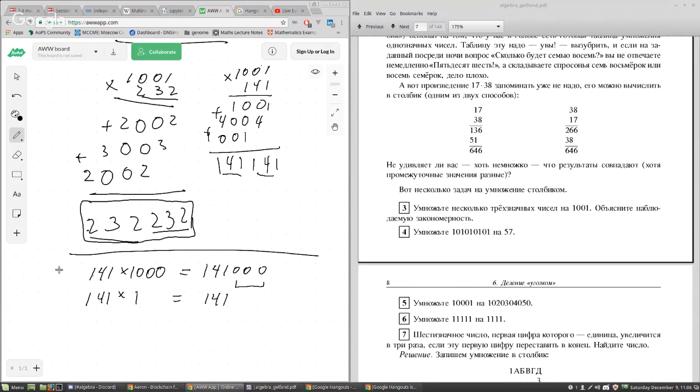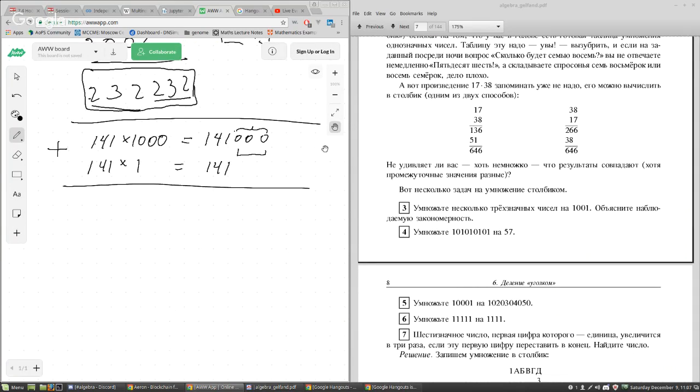So what happens when I add these two numbers? You can see that the 141 takes the place of these 3 zeros, right? So here's the way we can write it. And this is, in a sense, the distributive property that we talked about. We can say 141 multiplied by 1001 is the same as 141 multiplied by, now notice how I'm going to separate this 1001 into 1000 plus 1. Now we invoke the distributive property. This is 141 times 1000 plus 141 times 1.